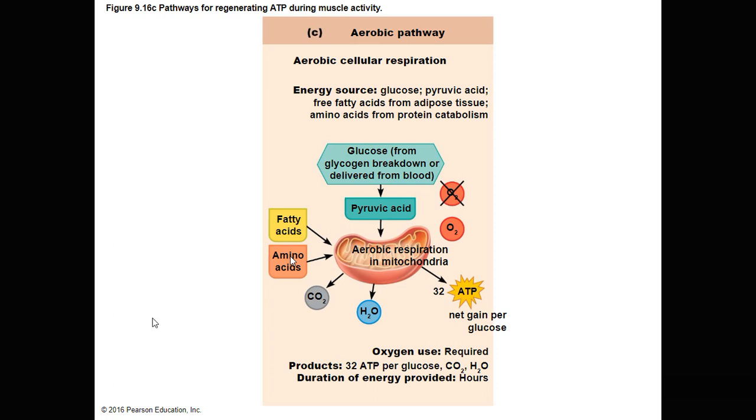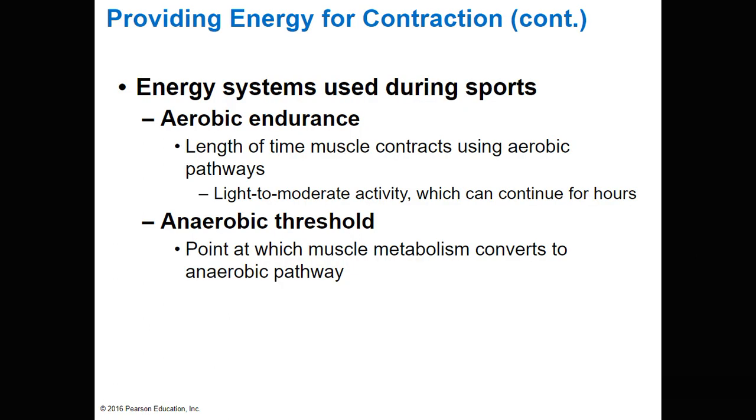All right, so energy systems used during sports. You have aerobic endurance, the length of time muscle contracts using aerobic pathways. This is going to be your light to moderate activity, which can continue for hours. And then you have the anaerobic threshold, the point at which muscle metabolism converts to an anaerobic pathway.